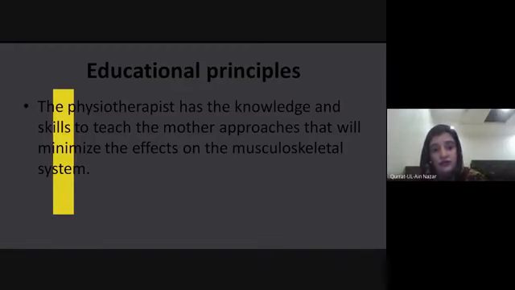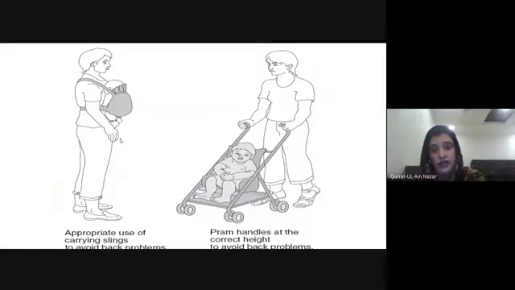So, maintenance of a good posture is essential at all times. Here you can see the good posture of a woman. The woman is doing work outside or in the home. She must maintain a good posture. Appropriate use of carrying slings basically avoids back problems. And if the woman uses a pram, she can easily handle the pram with her hands and easily walk without causing any problem to her back.